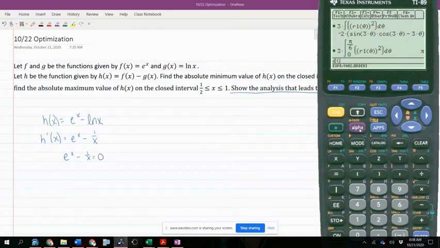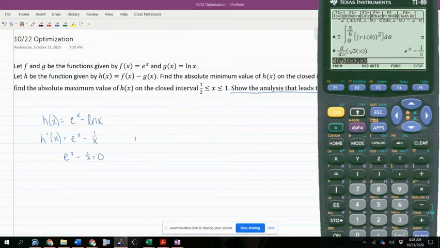Remember that I put it in y3, so I'm going to differentiate y3 of x with respect to, so comma, x, and then press enter. And that throws the derivative at me. I mean, we already knew because we're super smart, but just in case. So now I need to set that equal to 0 and solve.